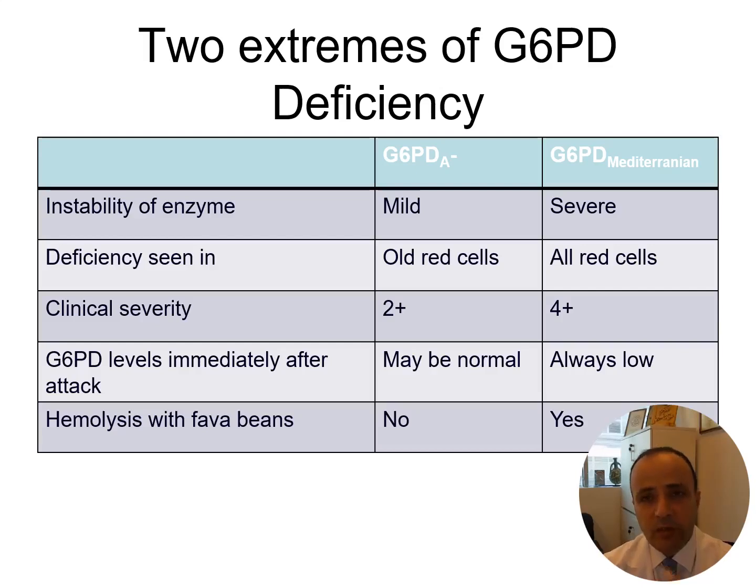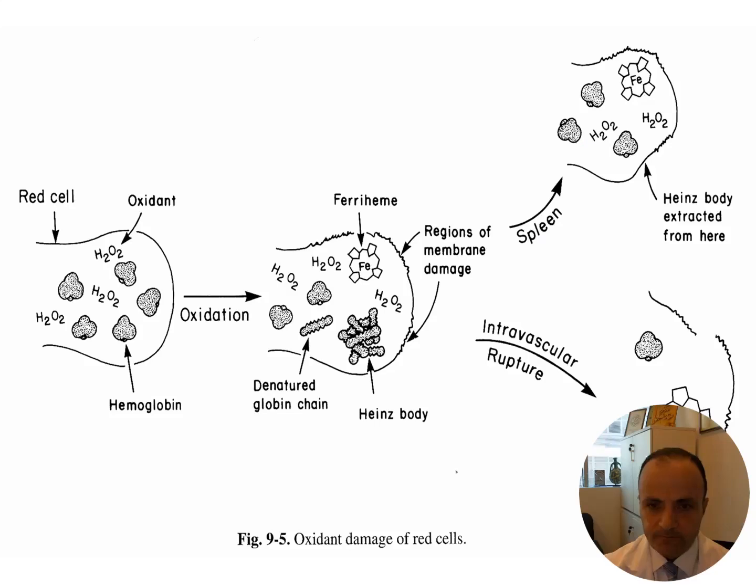While in the Mediterranean type, because all the cells lyse, the G6PD might be low even during the acute episode. Hemolysis from fava beans, essentially food, is common in the Mediterranean type. If you heard the term fawwal, somebody who ate fava beans, like for example a sandwich of falafel, they can have this hemolysis because of that.